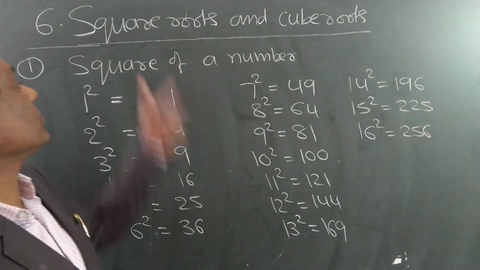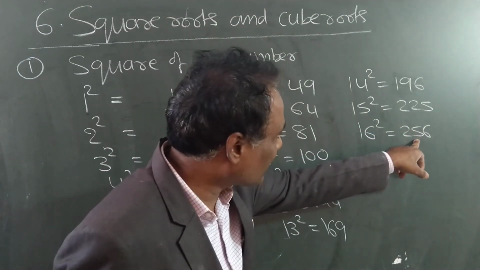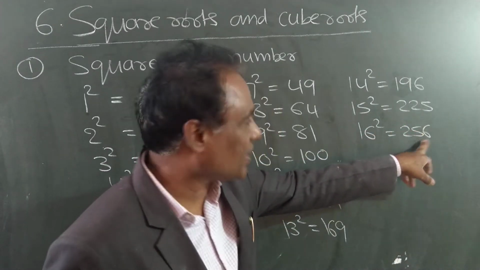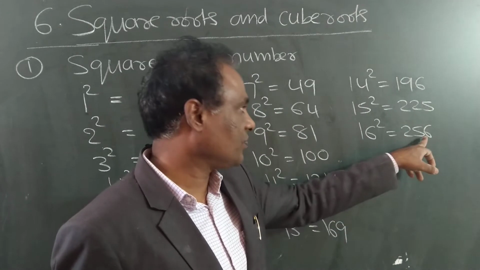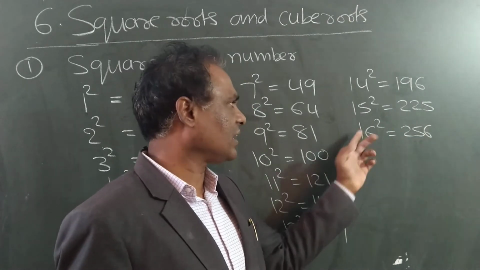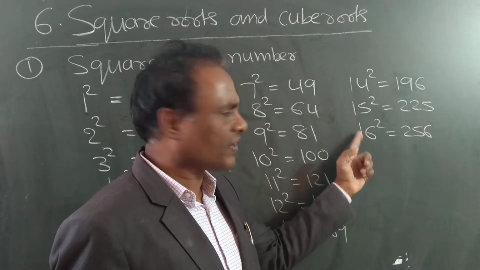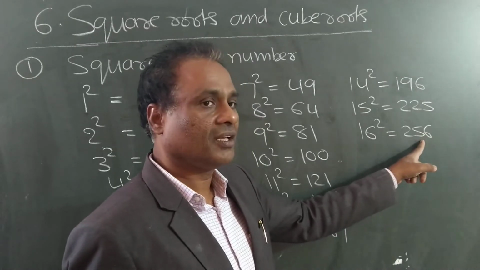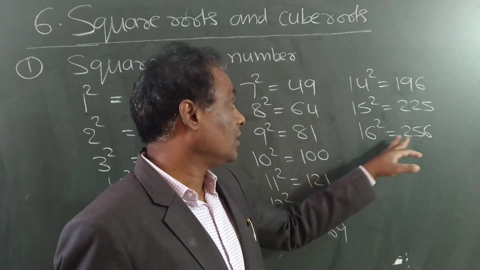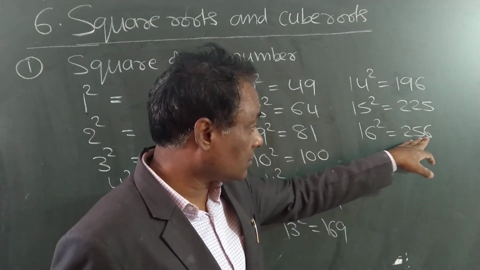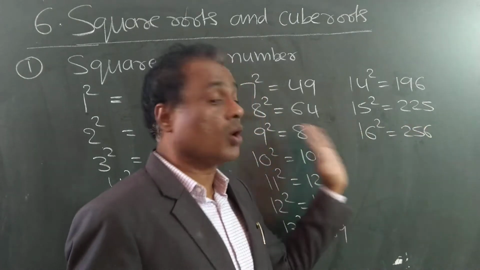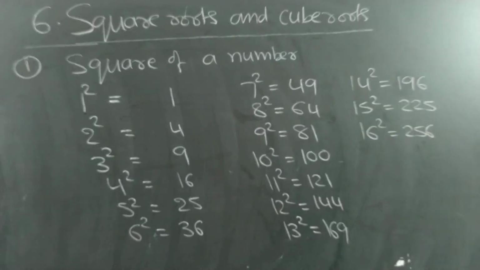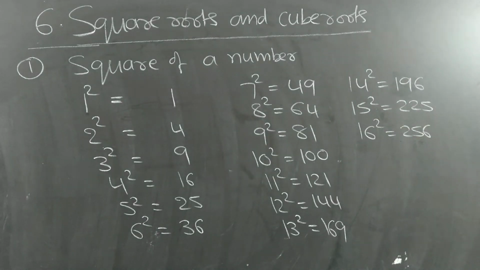Now square root means this is given. 256 will be given, and we have to find this 16. So if this is given, how to find? If a number is given, we can find its square. But when its square is given, how to get the number? That is the process we are going to study here. So, getting the number.